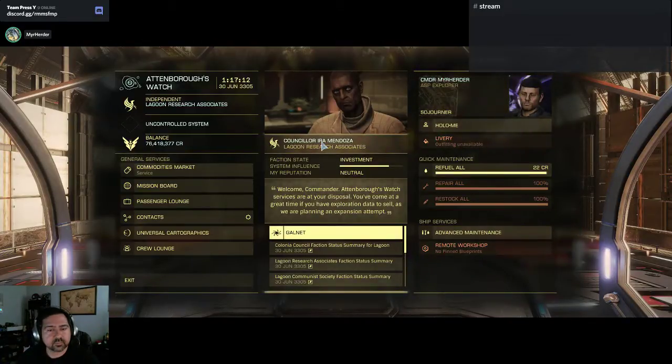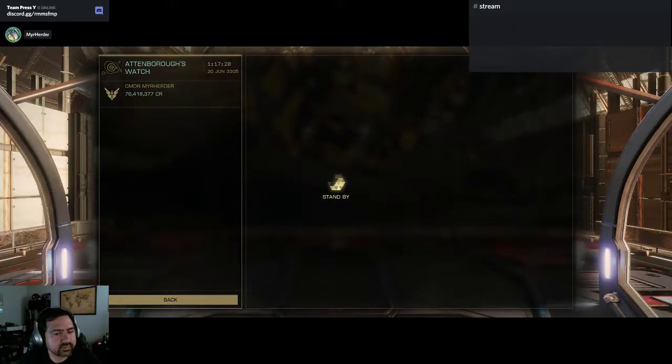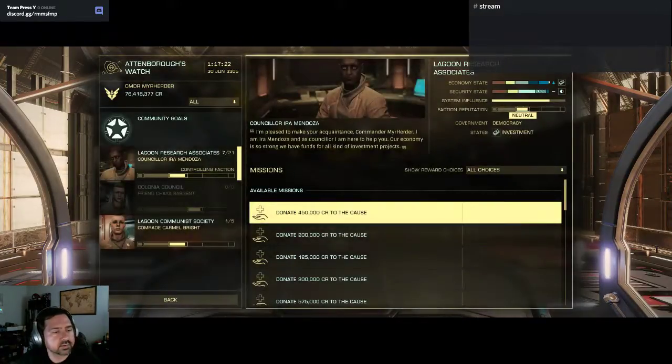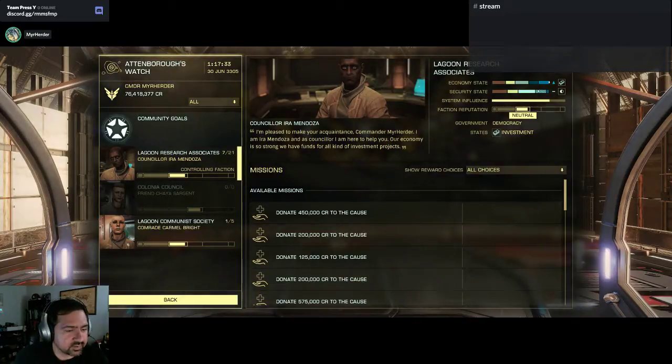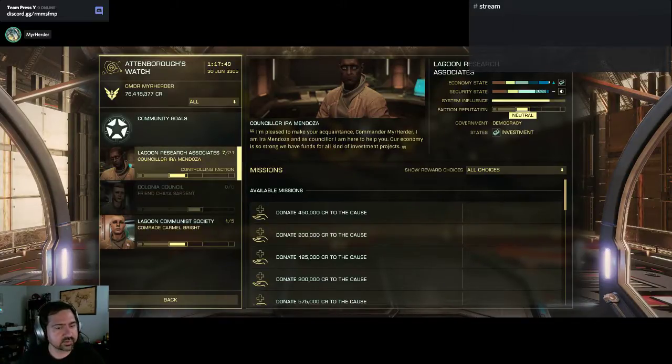Yeah. So we're looking at Counselor Ira Mendoza, who's part of Lagoon Research Associates. And if I went to the mission board, we'd have stuff from him and his minor faction, plus the Colonia Council, the Lagoon Communist Society, and the Lagoon Research Associates. So if I wanted the Colonia Council to take over, my friends and I would all come take missions from Colonia Council and do their missions and get their influence upgraded until they took over.